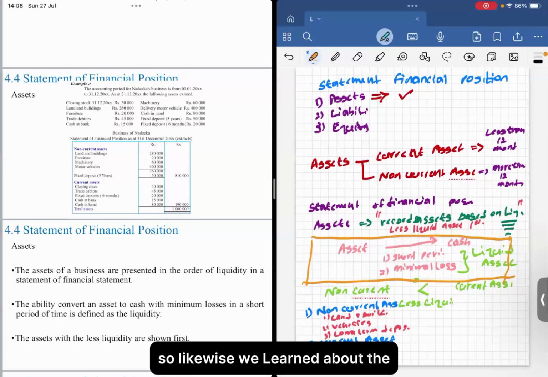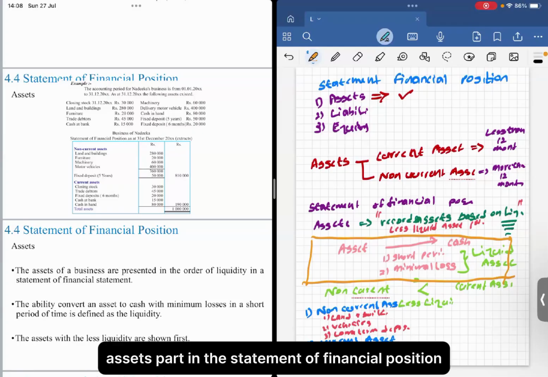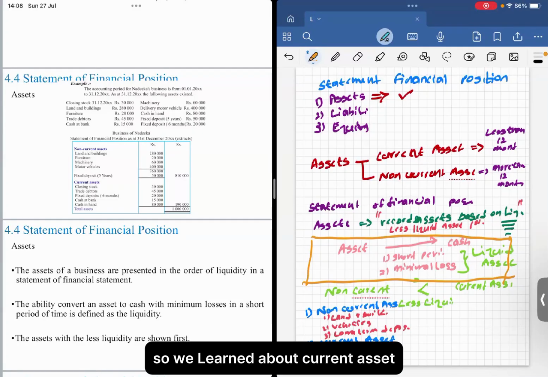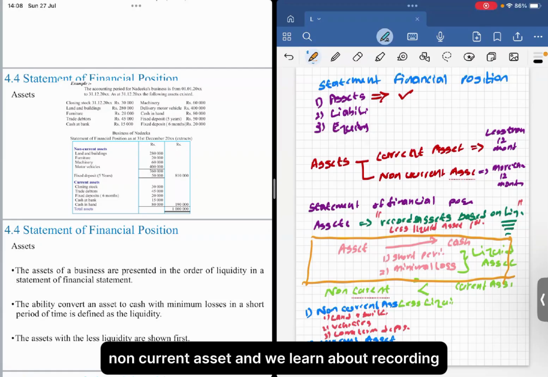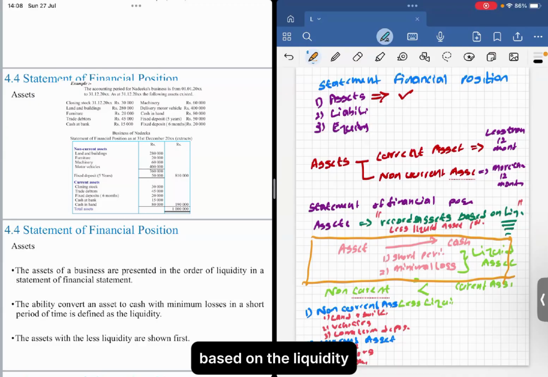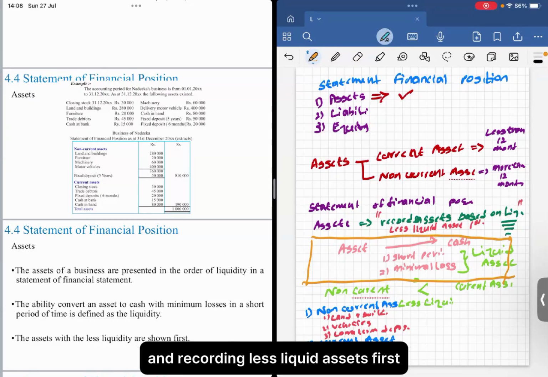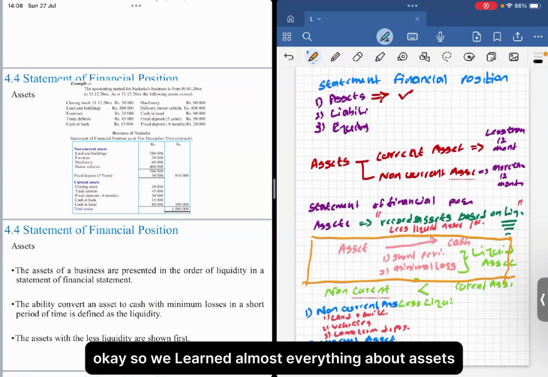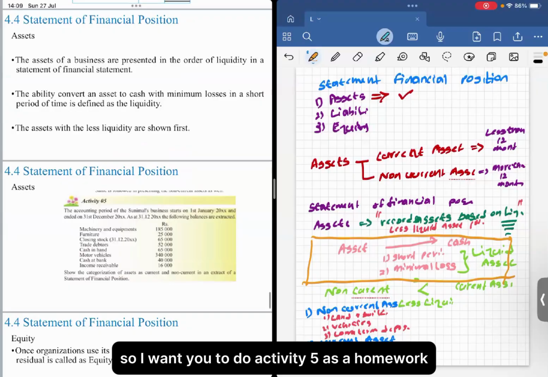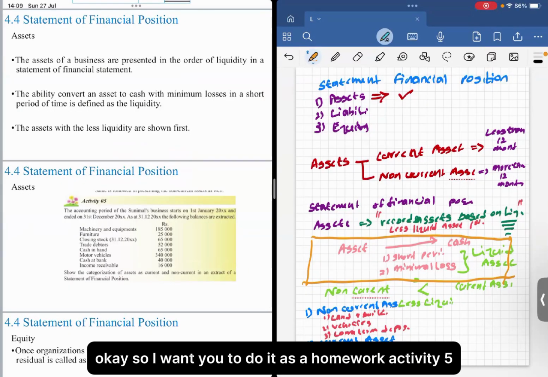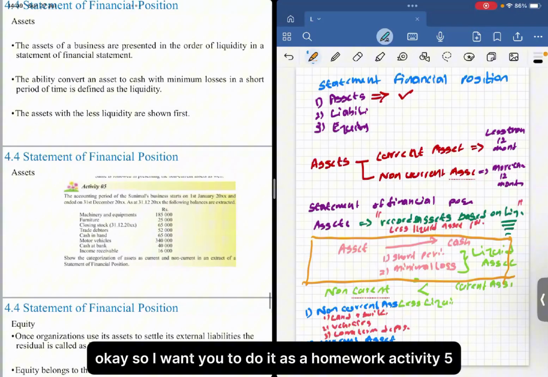So likewise, we learned about the assets part in the statement of financial position. We learned about current assets and non-current assets, and about recording assets in the statement of financial position based on liquidity, recording less liquid assets first. So we learned almost everything about assets. I want you to do activity 5 as homework.